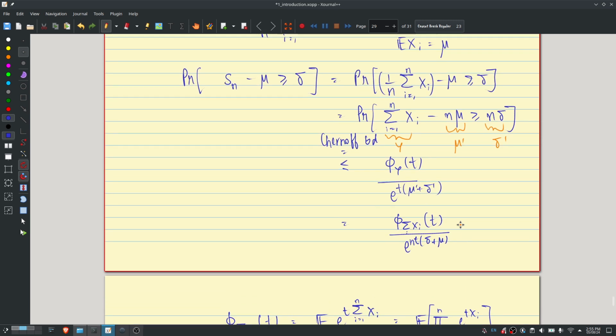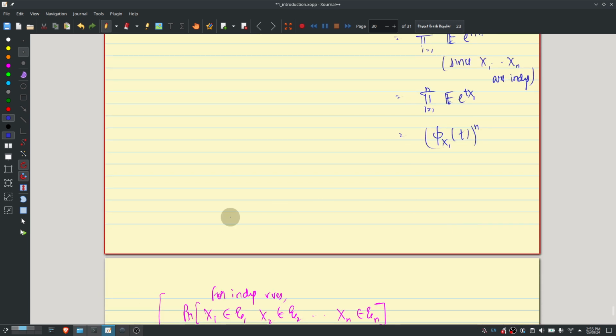Okay, so what does that give us as the Chernoff bound? The probability that Sn minus mu is greater than or equal to delta is upper bounded by phi X1 of t divided by e raised to t times mu plus delta, whole to the power n. Right? And this is sort of the bound that we were looking for.